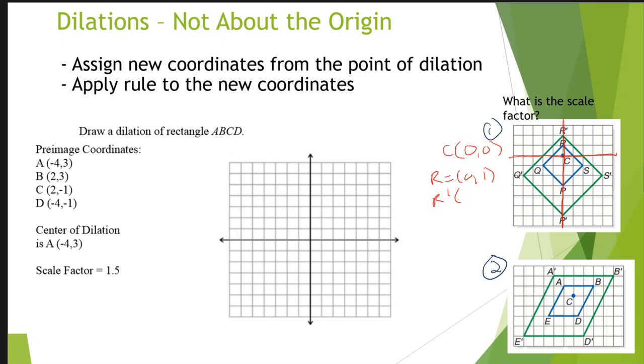And if you look at it according to the same plane, R prime would be 0, 2. So what happened to go from 0, 1 to 0, 2? The scale factor is 2, multiplied by 2.